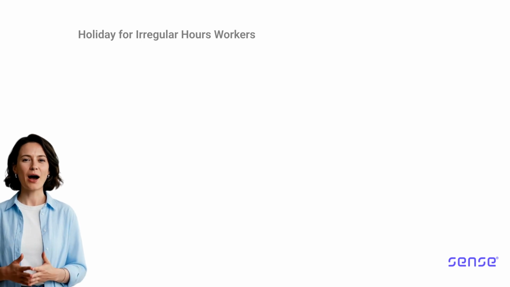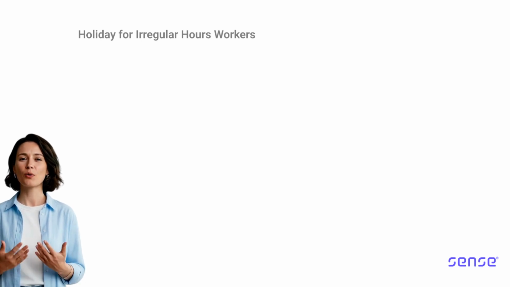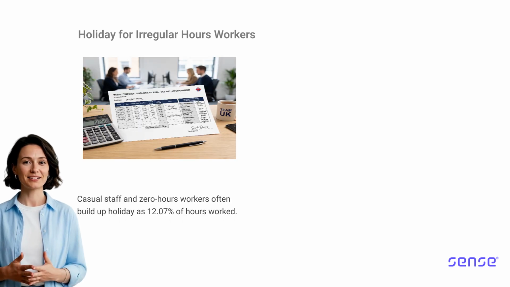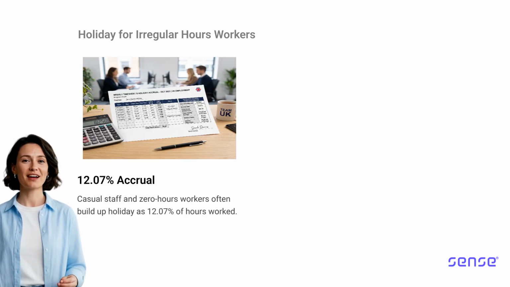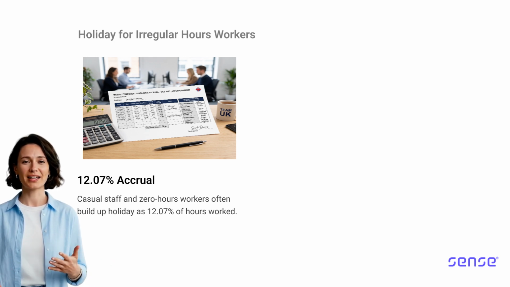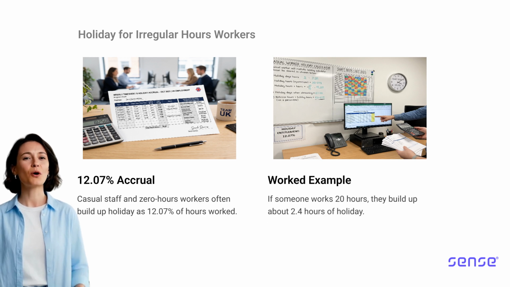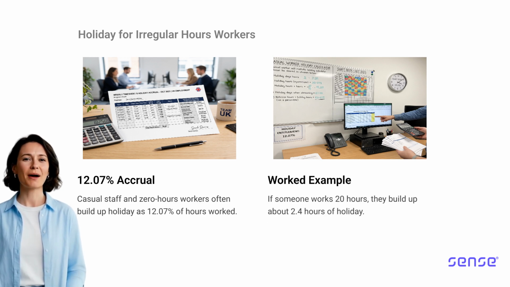But how is holiday calculated for casual staff, 0-hours workers, or anyone with irregular hours? They're usually calculated differently, using the 12.07% method. This comes from dividing the standard 5.6 weeks of holiday by the 46.4 working weeks left in the year, which works out at 12.07% of hours worked. So if someone works 20 hours in a month, they'd build up 20 times 12.07%, which is about 2.4 hours of holiday.